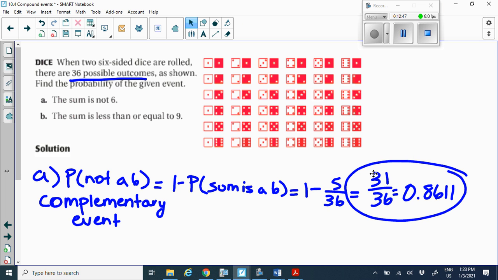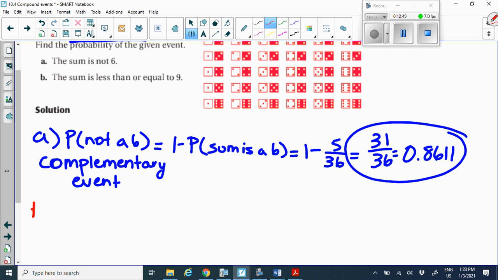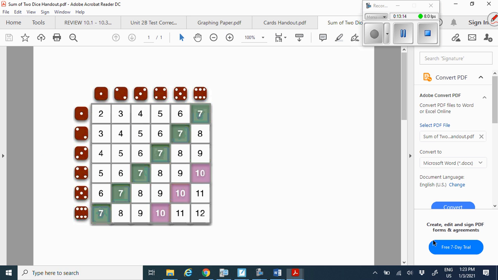Okay, let's go and do part B here. So the sum is less than or equal to 9. Okay, so what we're going to do here is actually just add up all the sums that are 9 or less, because it says sum is less than or equal to 9. So going back to my sum of the two dice, I'm going to start with 9 and count. So I have 1, 2, 3, 4. Now it does say less than, so that means we want sums of 8, 7, 6, 5, 4, 3, and 2.